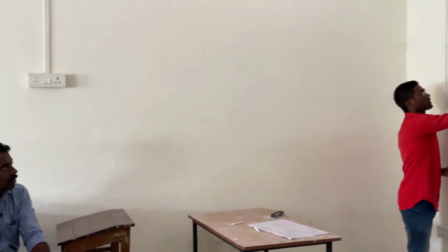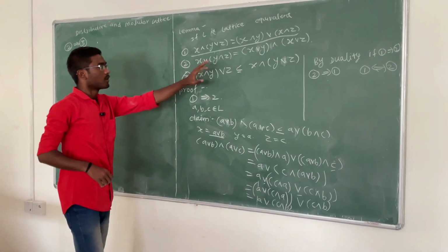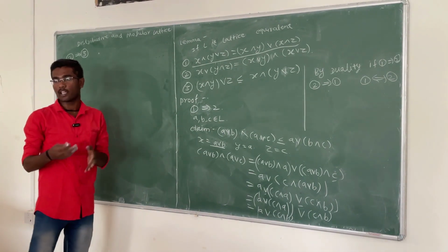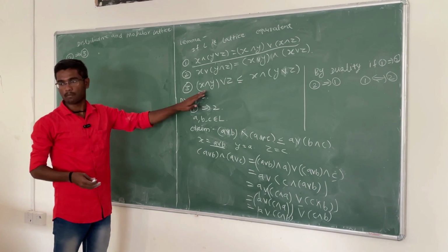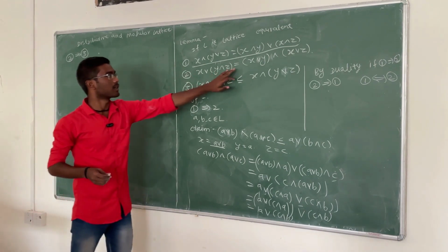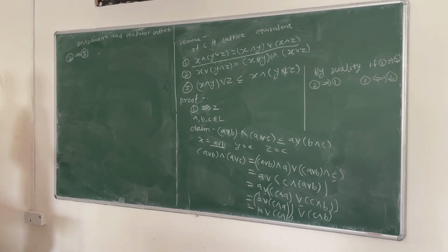Now we'll prove 2 implies 3. What is 2? X join Y meet Z is equal to X join Y meet X join Z. Then X meet Y join Z is less than or equal to X meet Y join Z. Here it is an identity and here it is an inequality. So we have to use one inequality to show from 2 to this, because if we add some inequality, then the equal relation changes to less than or equal to.